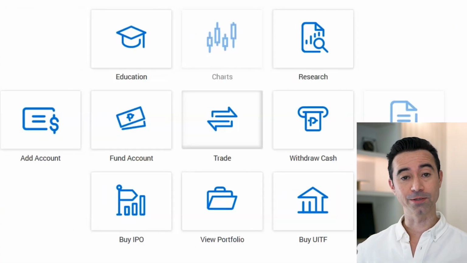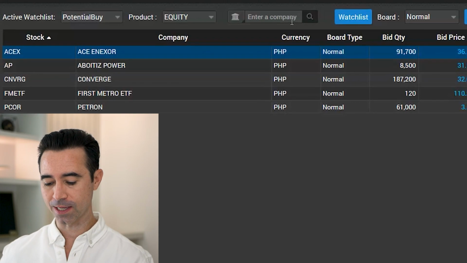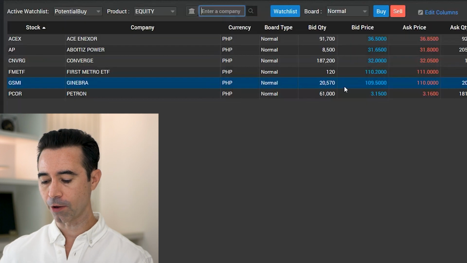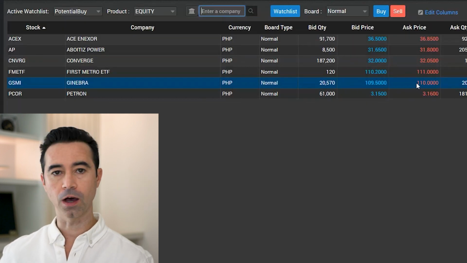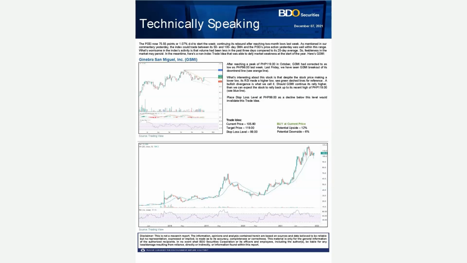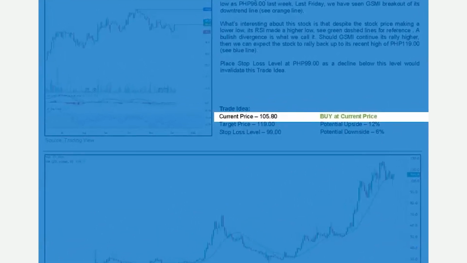I'm logged into my BDO Securities portal now. I'll click trade. I'm going to enter GSMI here. And now I can see that GSMI is trading at an ask price of 110 pesos. So going back to the Technically Speaking commentary, as we know, the price of GSMI that we want to buy this at was 105.80 pesos. So GSMI is actually outside of the range that we would be comfortable with making this trade.